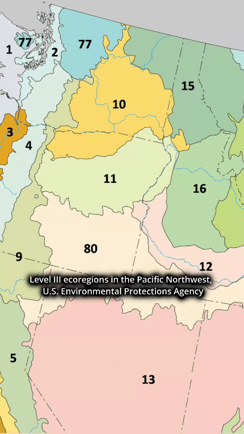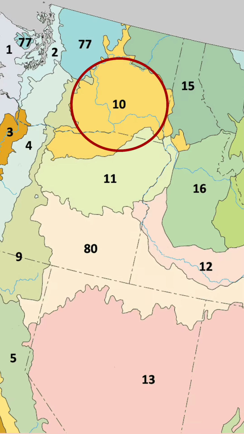Another way that you could think about the Inland Empire is it's actually a specific ecoregion that is within the Inland Northwest. This map here is made by the U.S. Environmental Protection Agency, and it shows level 3 ecoregions in the Northwest. Number 10 is going to refer to more of the Columbia Plateau that you talked about. That is more of a high desert. There's a lot less precipitation, and your plant communities are going to be quite different.